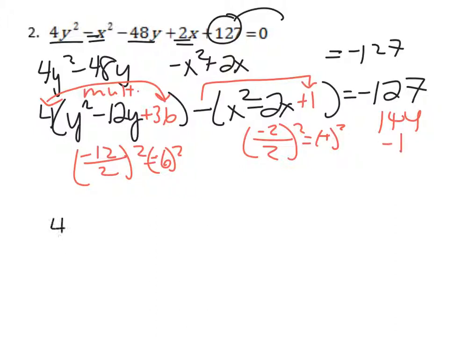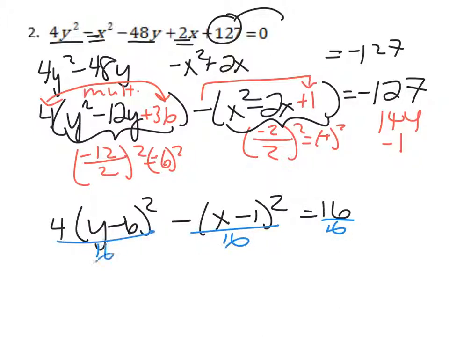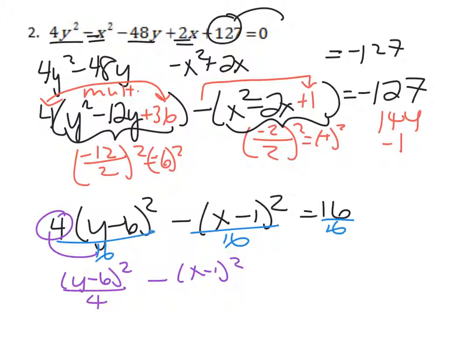So that gives me 4. This factors 2y minus 6 squared. This factors 2x minus 1 squared. -127, 144, and minus 1 gives me 16. Last step is divide everything by 16. That gives me y minus 6 squared. 4 goes into 16 4 times. Minus x minus 1 squared over 16 equals 1.